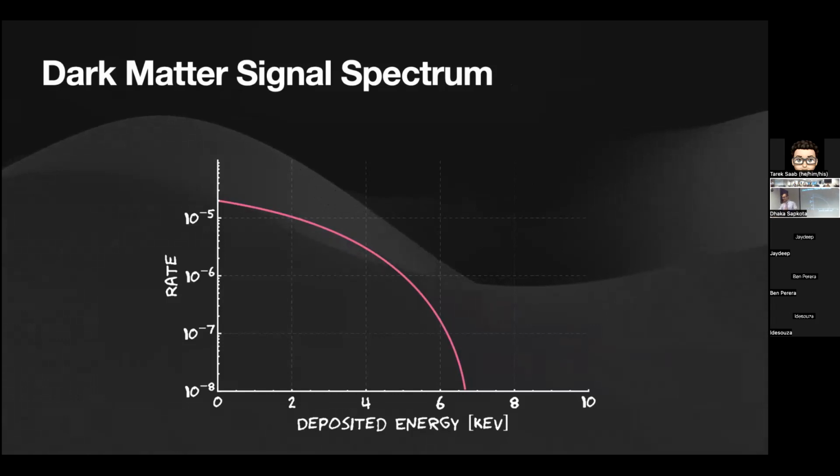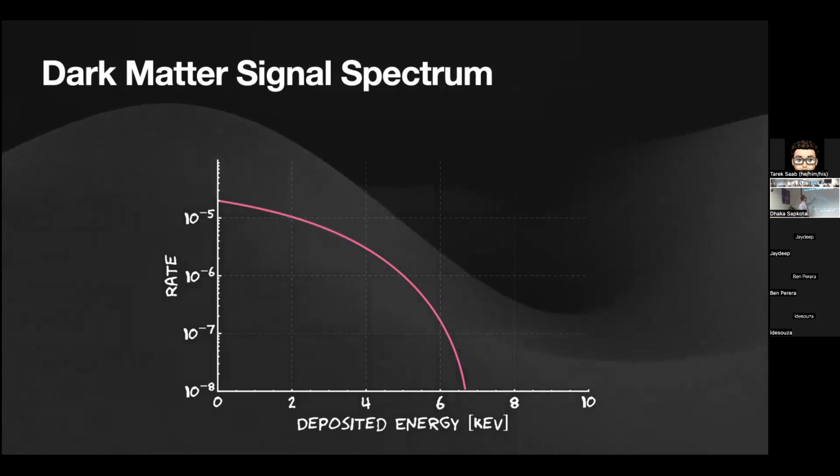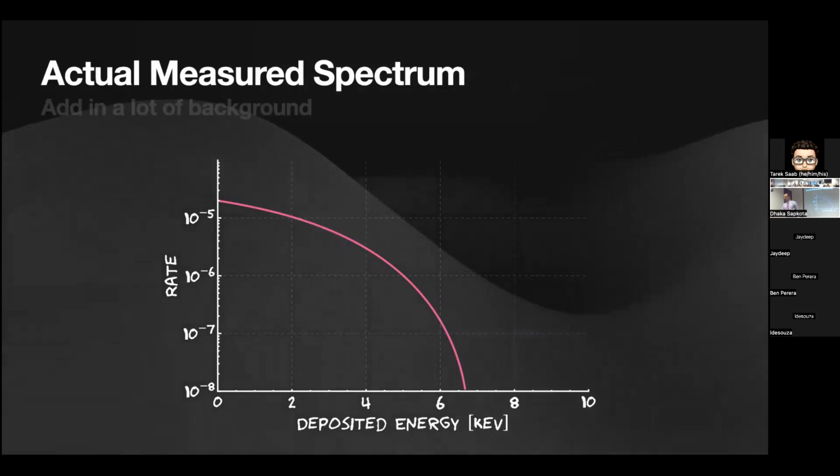So again, this is the same function that I showed you before. If you build a particle detector and you operate it for a certain amount of time and you see an energy spectrum that looks like this, you can say, great, this is a sign of dark matter interaction. Except if you do that, that's not what you're actually going to see. You're probably going to see something that looks like this.